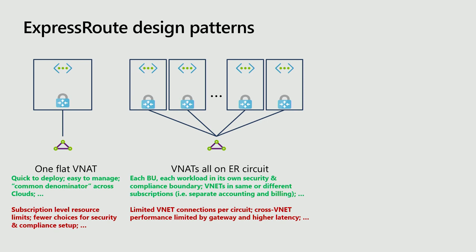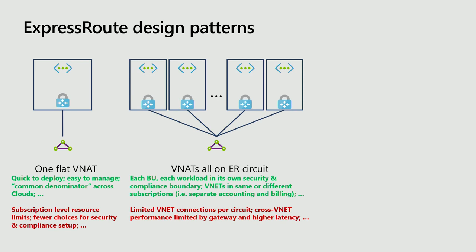So we support this case, right? ExpressRoute is in one subscription, VNets are in different subscriptions. We support this scenario. But there's a downside for this design as well. First, there's a limit on how many VNets you can connect to an ExpressRoute circuit. For a standard circuit, you can connect up to 10 VNets.